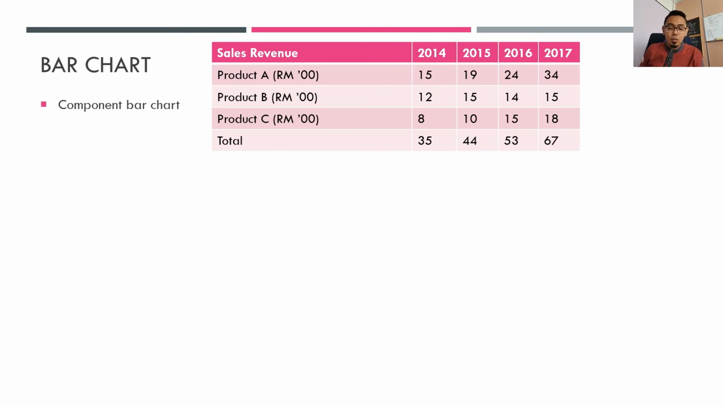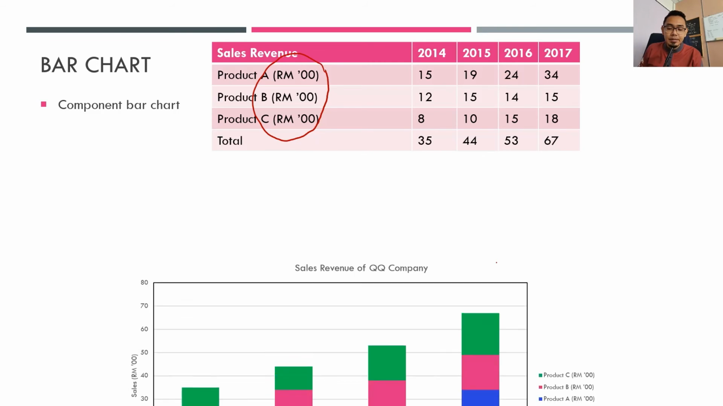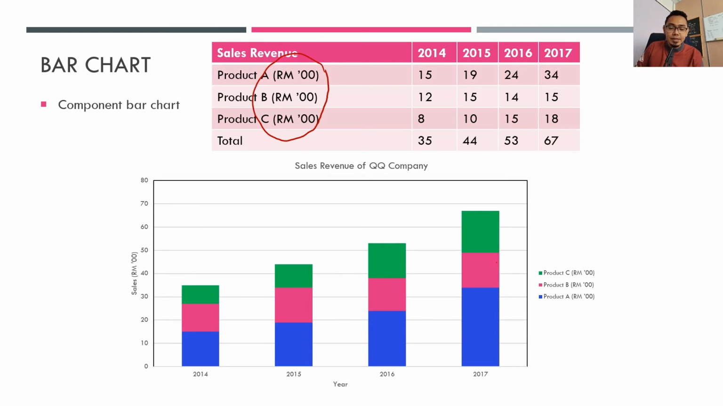What is a component bar chart? Meaning to say that we want to combine all the three components here. We have more than one variable, but we want to combine them on only one bar for each year. Like for example, in this case, we have something like this. We want to see product A, B, and C only on one bar for each year. So we will have to write in component.